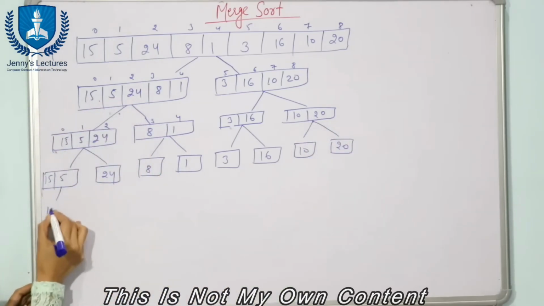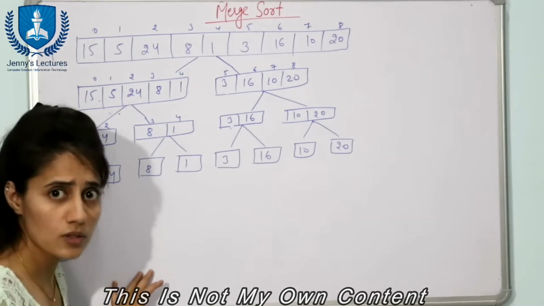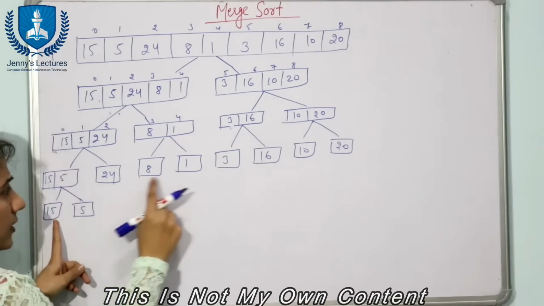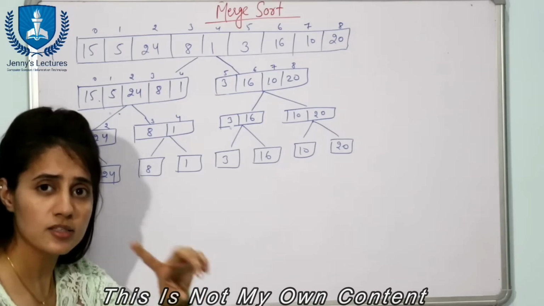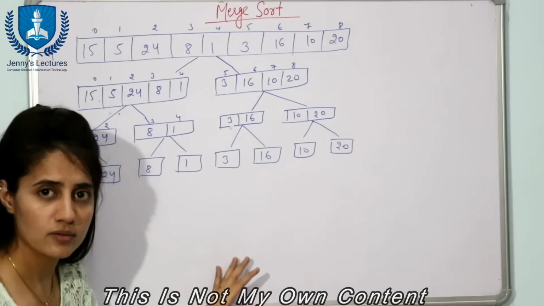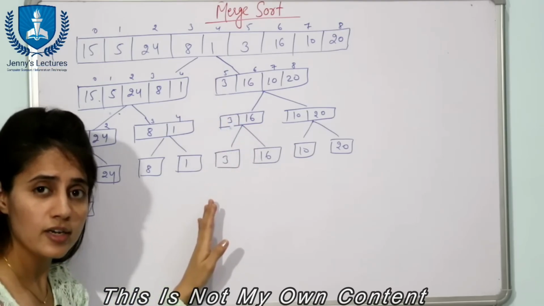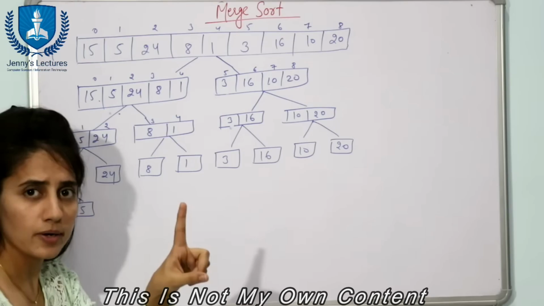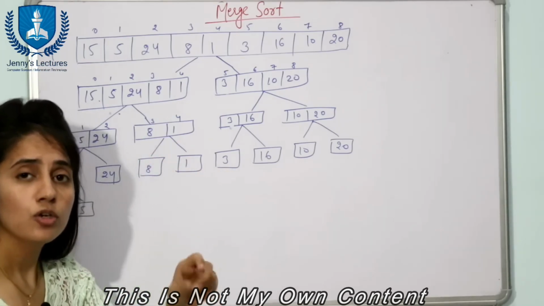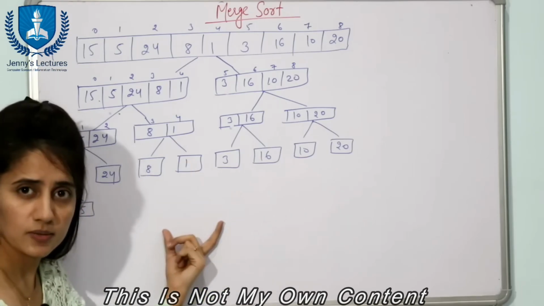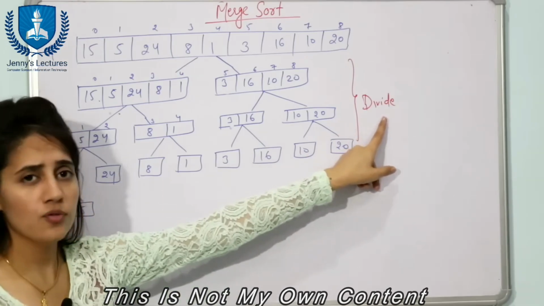Now one has element 15 and another has element 5. Now we cannot further divide these sublists. Why so? Because each sublist has only one element, and that is the condition to stop dividing. You keep on dividing the sublist until each sublist has only one element. Now the first step, the divide step, is over.